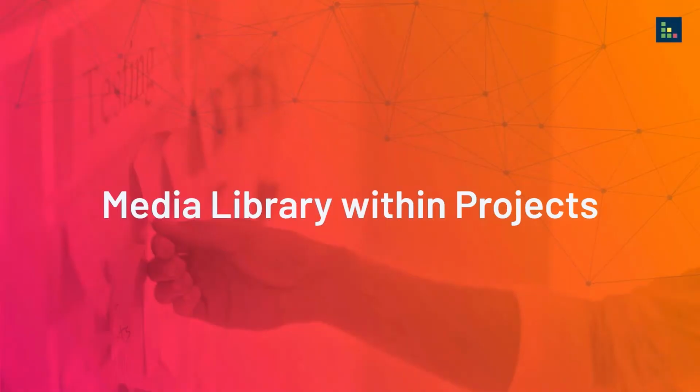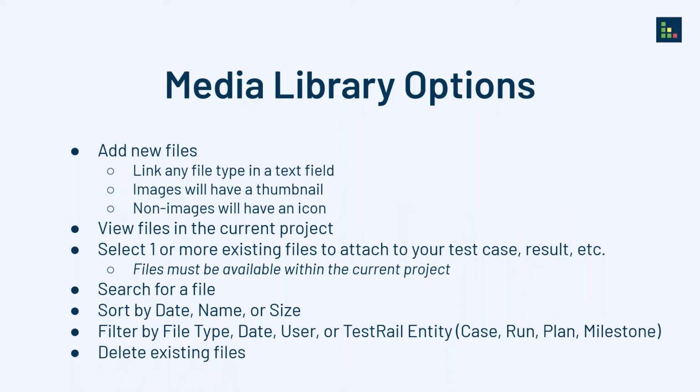First, we'll take a look at the media library that's available within projects. When you add new files or when you open the media library, you have the option to add new files to your current TestRail entity. If you're looking at a test case, you have the option to choose files to include in a text field or add to the entity. So you can select attachments to associate with the test case or also embed them in some text fields. The images will have a thumbnail. Non-images will have icons, as I mentioned just a moment ago.